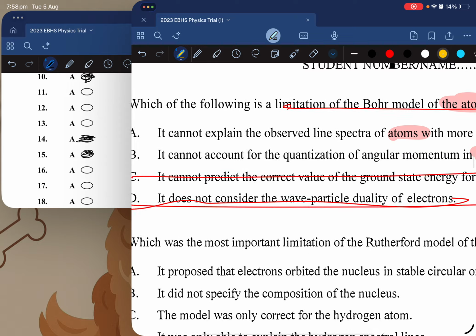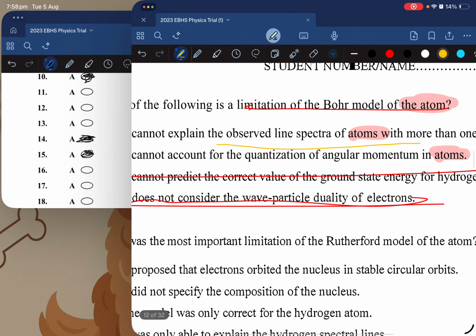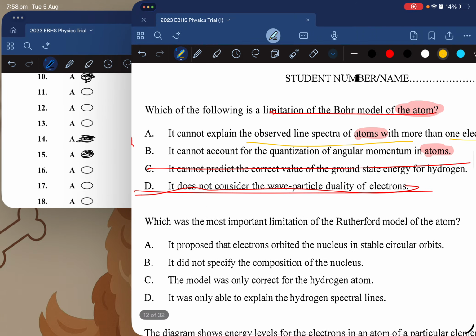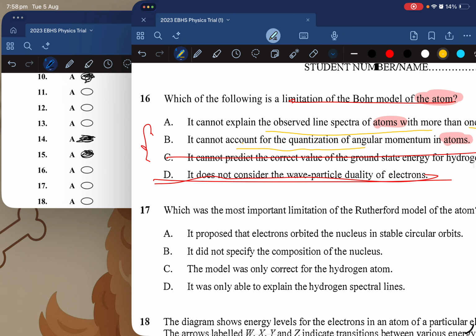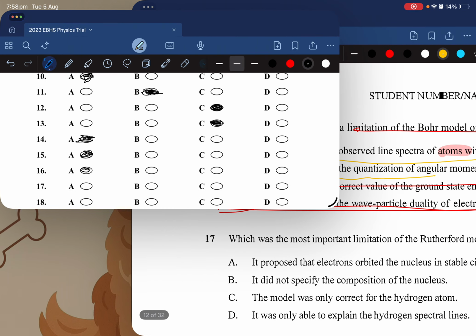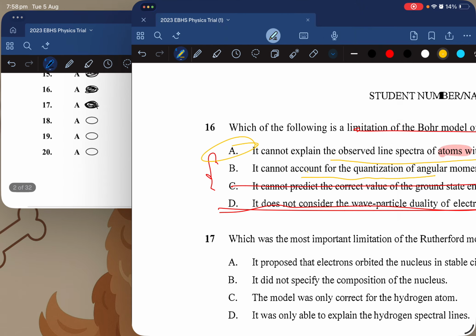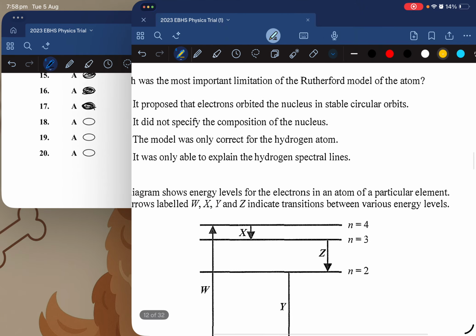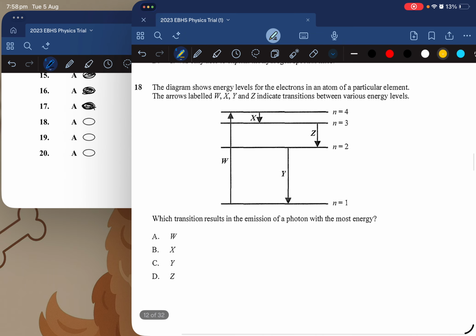Now, observed line spectra of atoms with more than one electron. It cannot account. I'm gonna say it's A again. I know I'm pushing my luck this much. It's not good. It's not safe, but oh well. But at this point, 17 is also A. I'm not bothered to read 17. Feels right.